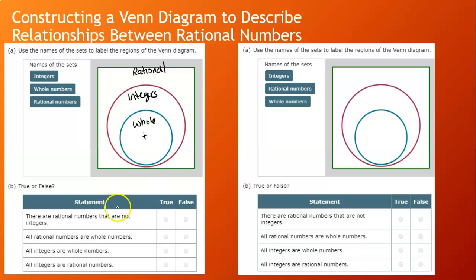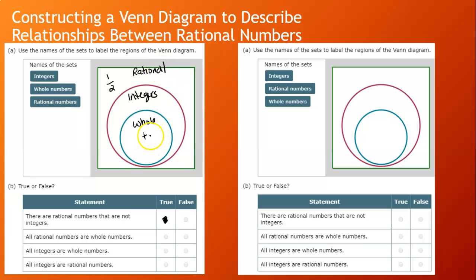Let's do some true or false. Are there rational numbers that are not integers? Well, yes, anything that's out here. So 1/2 would be a rational number that's not an integer. There is space outside of that purple circle for rational numbers, so we would put true.